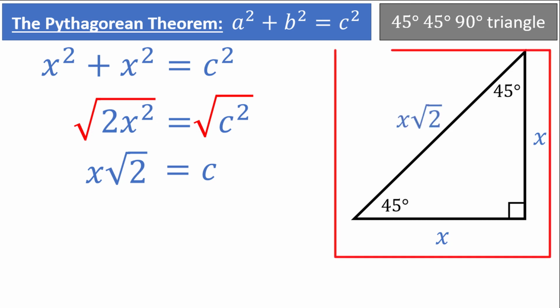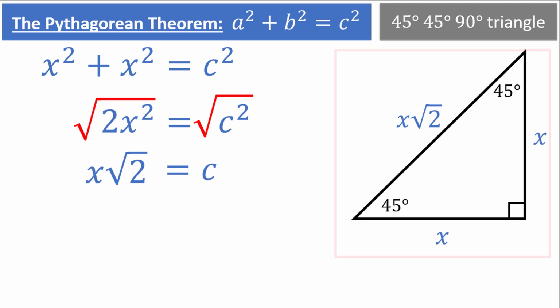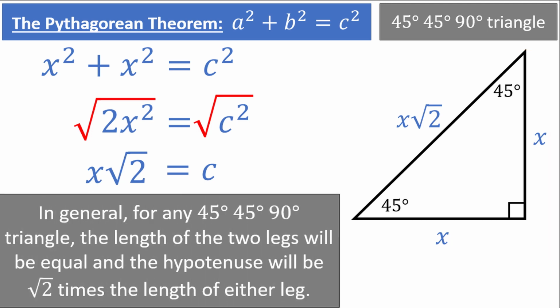Here's the general way that you will see a 45, 45, 90 degree triangle written, with each leg as x and the hypotenuse as x times the square root of 2. If we wanted to describe this finding in words, we might state that, in general, for any 45, 45, 90 degree triangle, the length of the two legs will be equal, and the hypotenuse will be the square root of 2 times the length of either leg.